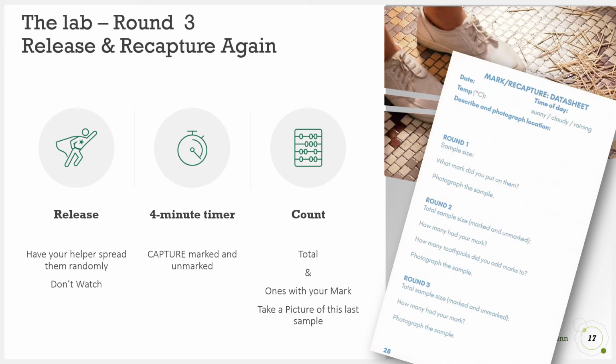Then put in your number of toothpicks that you collected in the first round, what mark you put on them, and take a photo. Then your second sample, how many had the mark, and how many you added marks to, and photograph it, and the same thing for the third sample. Also write down somewhere how many toothpicks your helper put out, and that is written on the box of toothpicks.